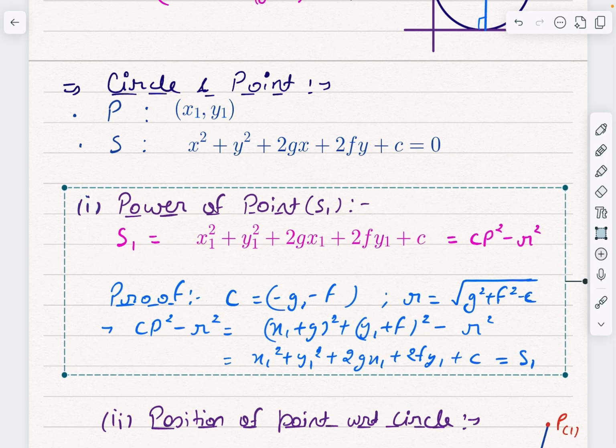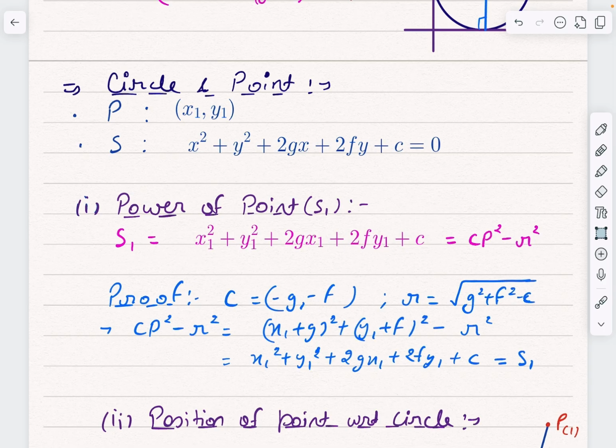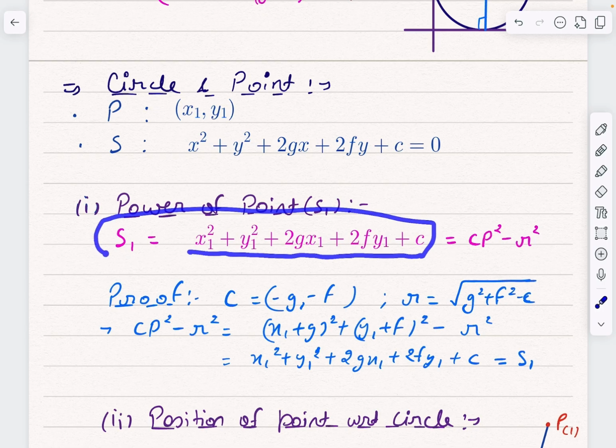Power of a point we can find by, we refer to this as S1. Power of a point is referred to as S1. So S1 will be, you just put the point in the circle. When I say put the point in the circle, just put x as x1 and y as y1. Basically, the coordinates of P you put as x and y. So x1 square plus y1 square plus 2gx1 plus 2fy1 plus c. This will be the power of point S1.